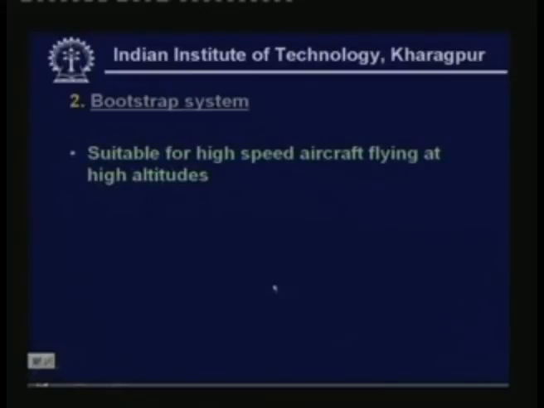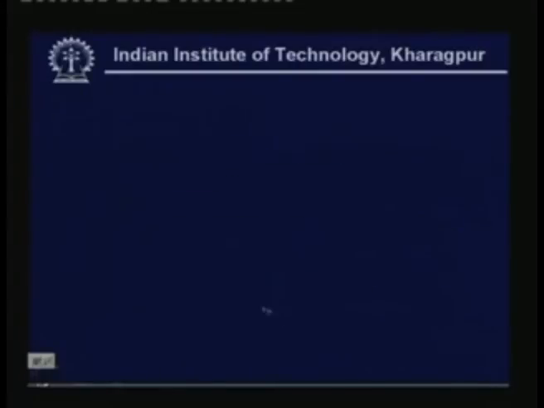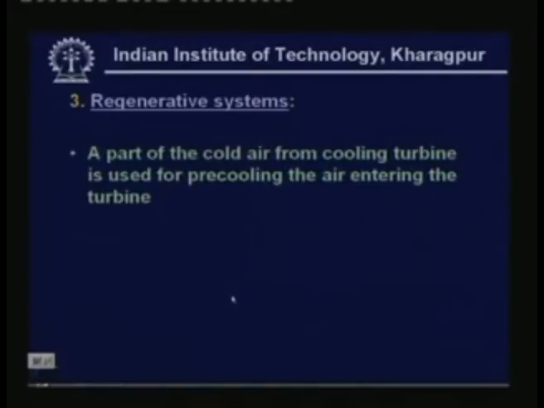So, as I said, it is suitable for high speed aircraft flying at high altitude, it uses two compressors and two heat exchangers, and it is not suitable for ground cooling. The other system is what is known as the regenerative system. I will not explain this system in detail, but I will just tell you briefly.